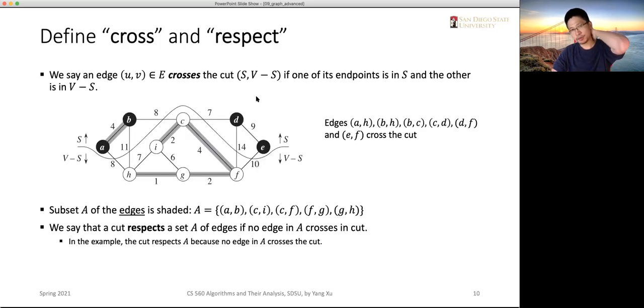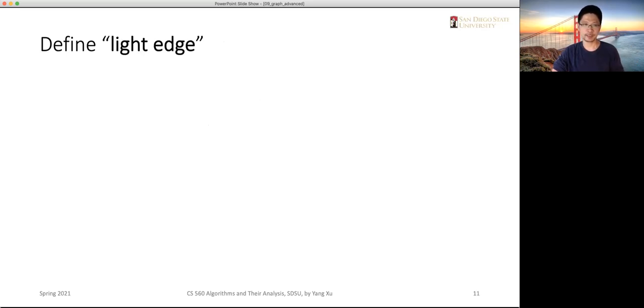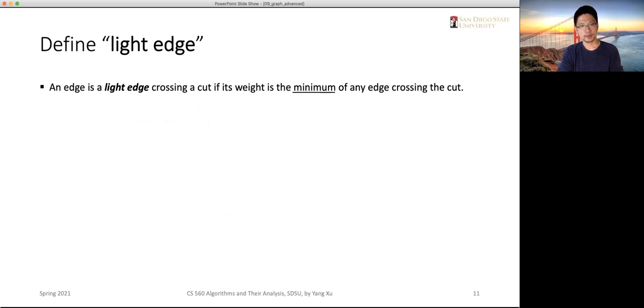Now we have the idea of cross defined and the idea of respect defined. Let's look at the last concept that we want to define, the light edge, okay? As the name indicates, it must not be heavy, so it is a very light edge. In this particular case, we say an edge is a light edge if it must cross the cuts and its weight is the minimum of any edge crossing the cuts. It is among all the edges that cross the cuts, but it has the minimal weight, okay? That's where the name light is from.